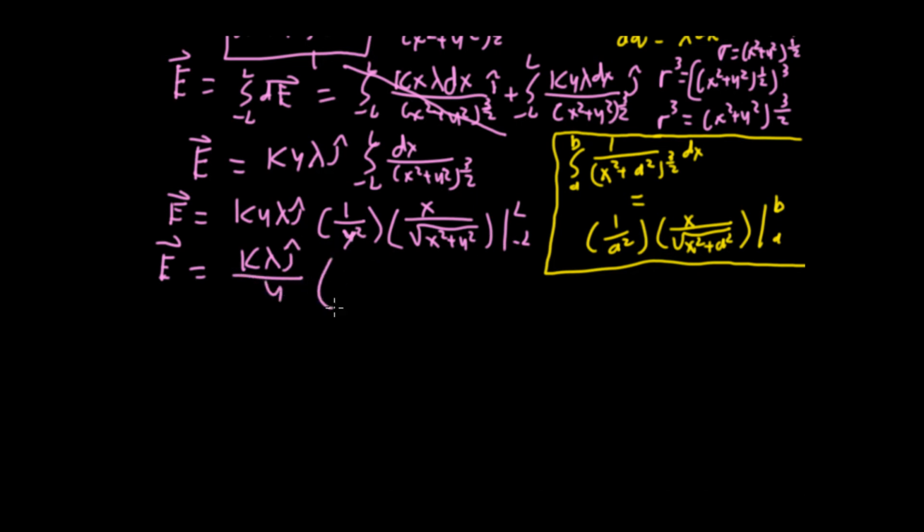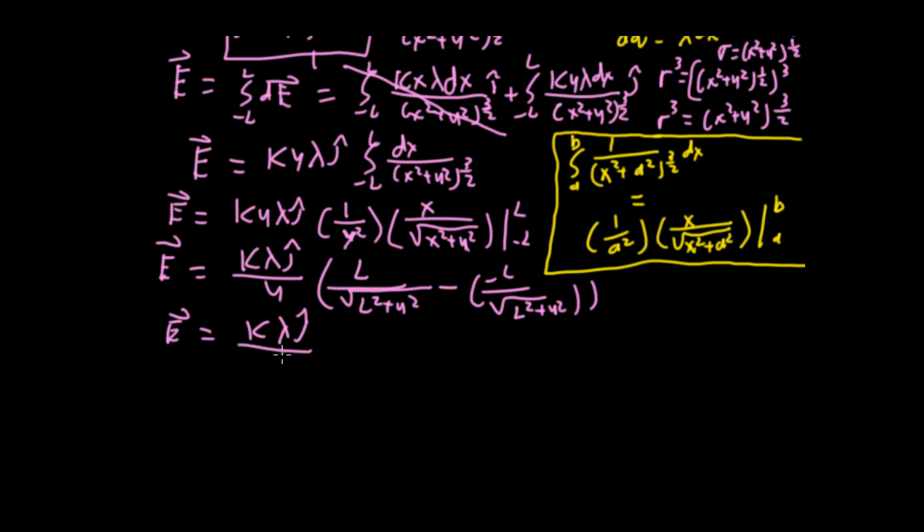And then to evaluate the back end, we're going to plug in the L and negative L into x. That's the variable that we integrated in terms of. So you want to be careful about which variable you're plugging in, because remember, y is a constant. We integrated in terms of x, so the limits go in for x. So we get L over the square root of L squared plus y squared, and then minus, plugging in the negative L, we get negative L over the square root of L squared plus y squared, since negative L squared is L squared. And minus minus is the same thing as adding. k lambda j hat over y, let's not get sloppy.